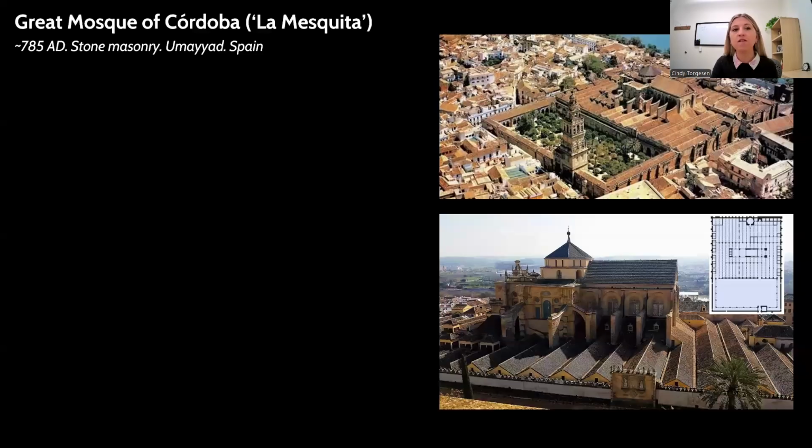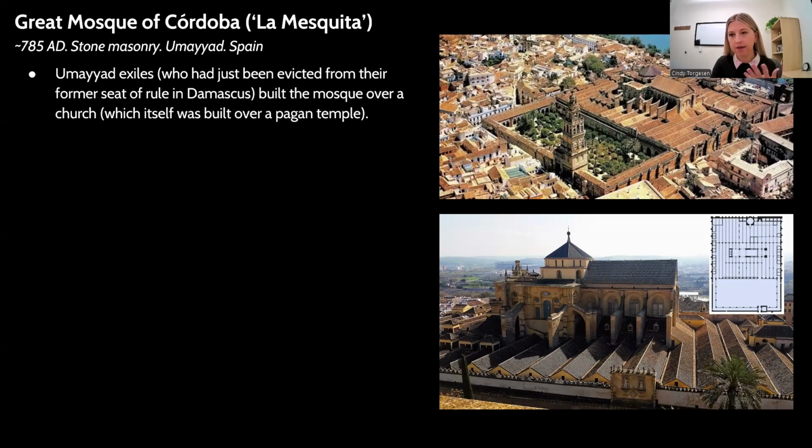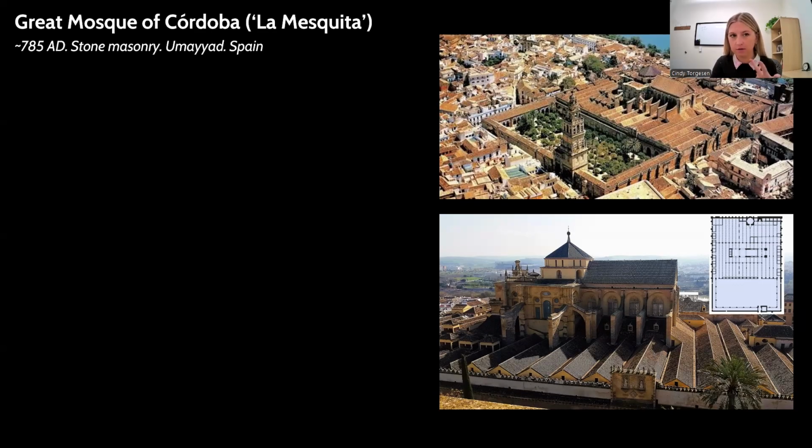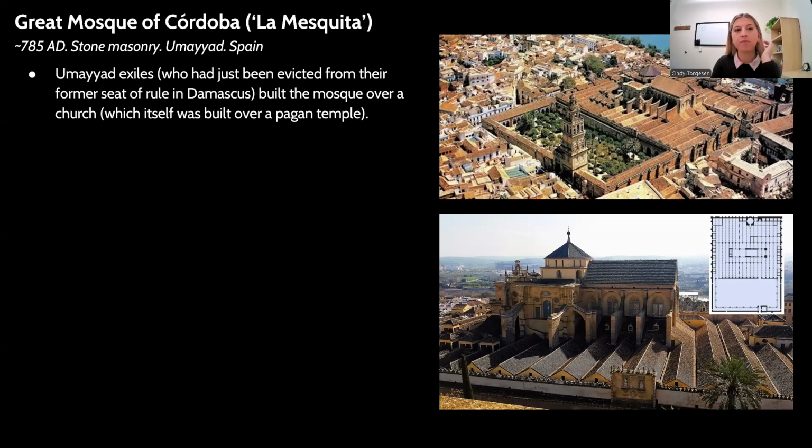I have another picture. So this is the Great Mosque of Cordoba, also known as La Mezquita. La Mezquita just means the mosque. So this was considered the most important mosque in Cordoba, or in Spain, at this time. It was built by Umayyad exiles. The Umayyads are basically this dynasty that came from Damascus. They were kicked out, and there were already Islamic people, the Moors, occupying this area, and then the Umayyads came in and took over leadership.